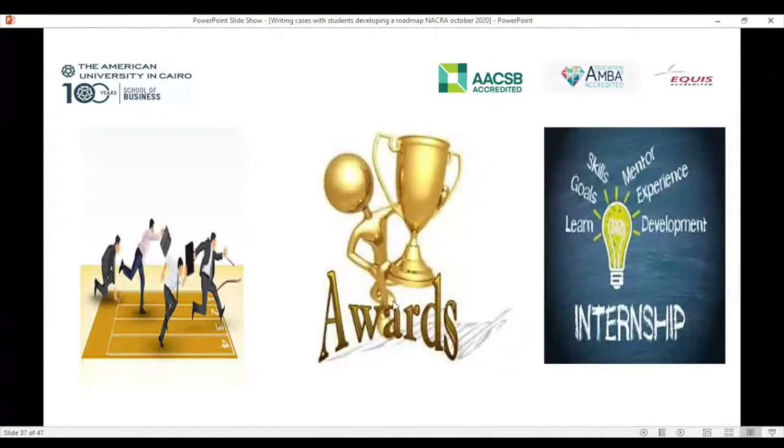On the other hand, in order to increase the motivation for the students to participate and to write cases, we give some sort of awards at the end of the semester. These awards are given by consultancy firms, because the student is not only writing a case, but he or she is also acting as a consultant. So a consulting firm or a company is providing internships for students.